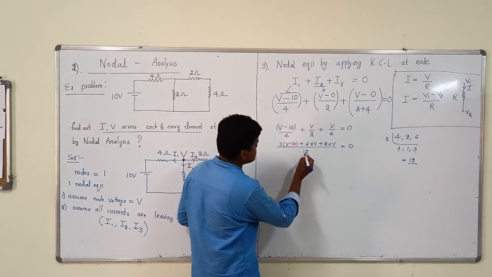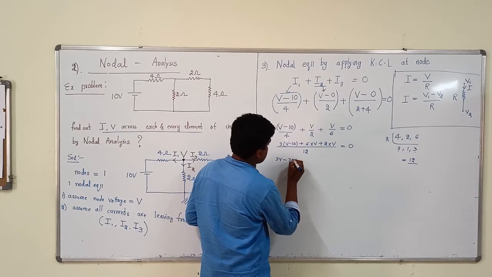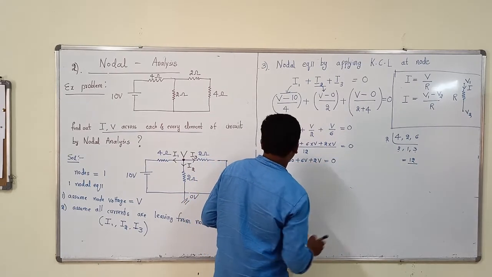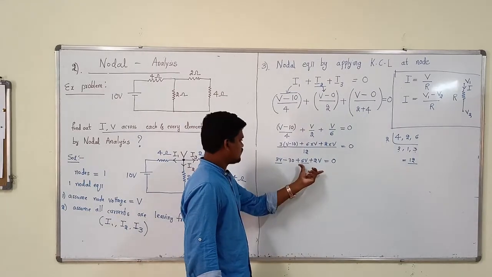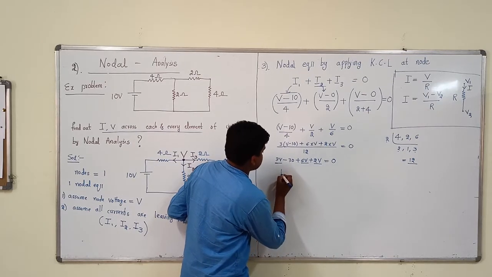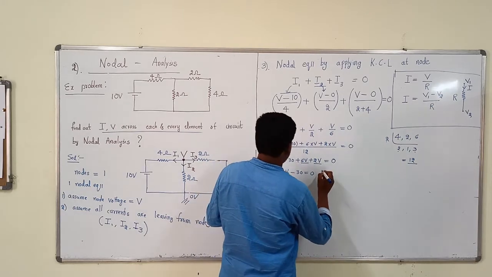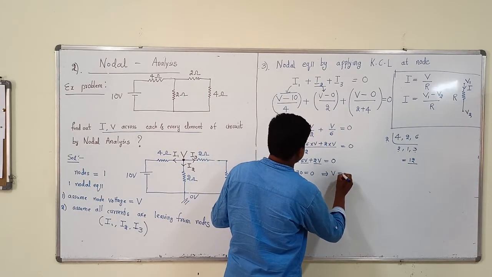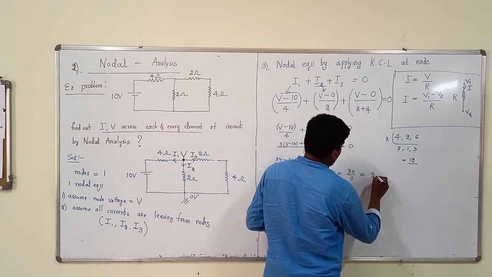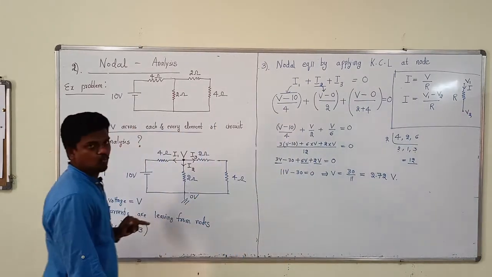Now if you simplify this, 12 becomes 0 and we get 3V minus 30 plus 6V plus 2V equals 0. Solving this, 3V plus 6V plus 2V is 11V, minus 30 equals 0. Then the V value is 30 by 11, which is 2.72 volts. Understand?